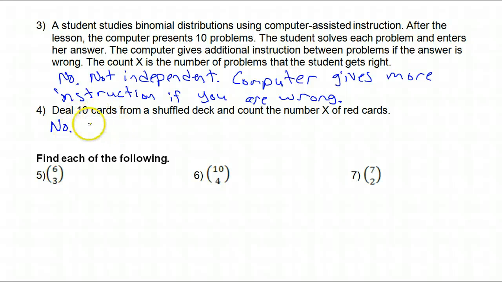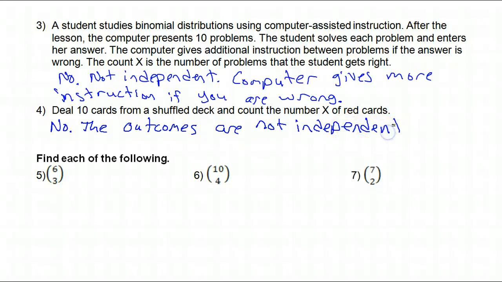So because the probability is changing, or you could say each outcome is not independent, I'm going to say both of those things. The outcomes are not independent. The probabilities are not the same. The probability does not stay the same.